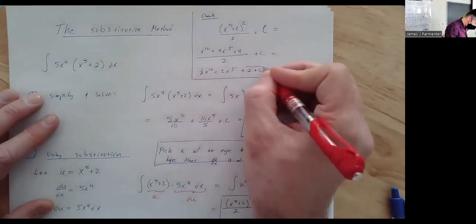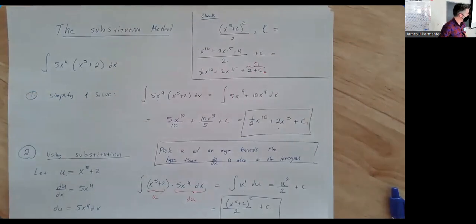So this is my c1. As far as we care, they're the same. Differing by a constant is totally valid.